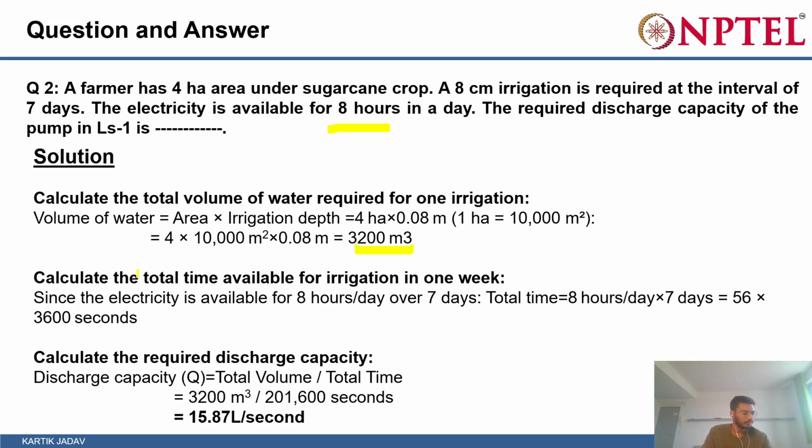And if we calculate the total time available for irrigation in 1 week, let's convert that into seconds. So we'll get the required discharge in liter per second or meter cube per second. So the correct answer is 15.87 liter per second.